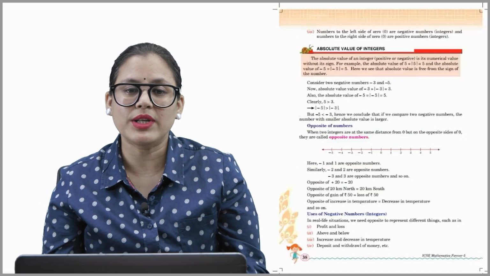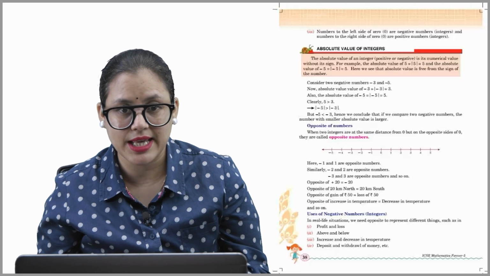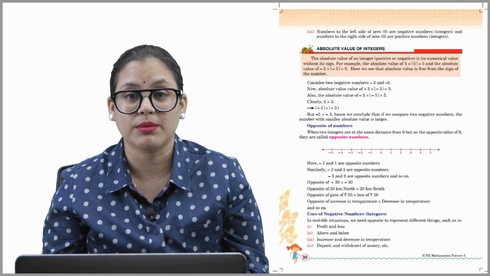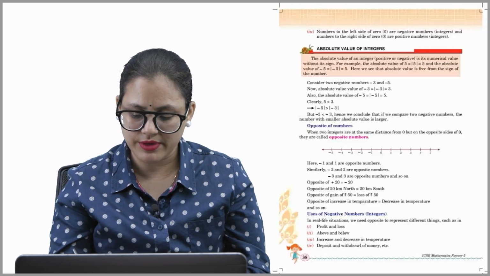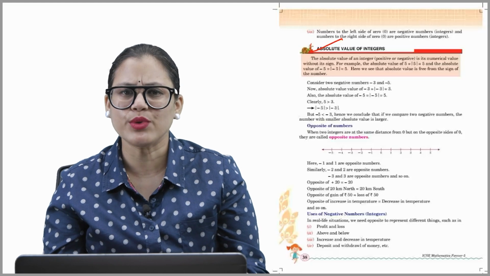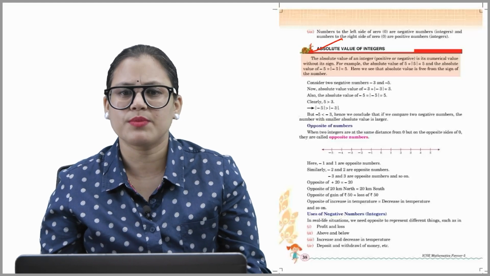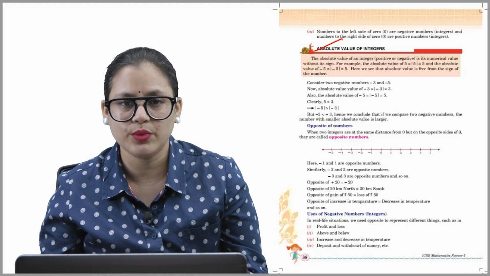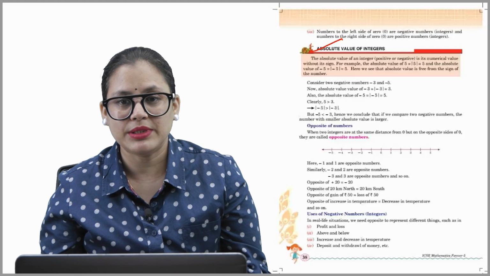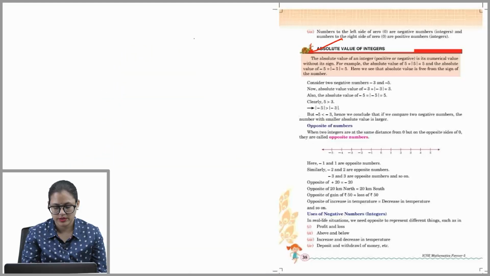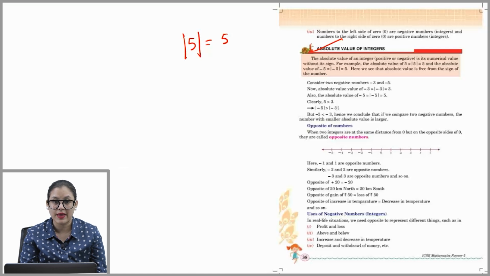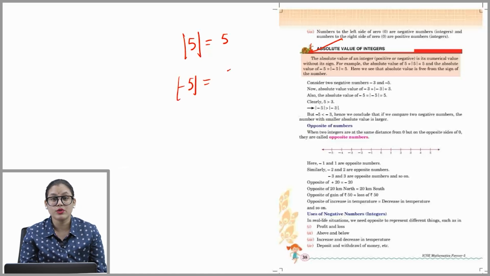Number 3, numbers to the left side of 0 are negative numbers, and numbers to the right side of 0 are positive numbers. Okay. Absolute value of integers. The absolute value of an integer that is positive or negative is its numerical value without its sign. For example, the absolute value of 5, this is the sign of absolute value. Absolute value of 5 is 5, and the absolute value of minus 5 is what? Absolute value of minus 5 is also 5.